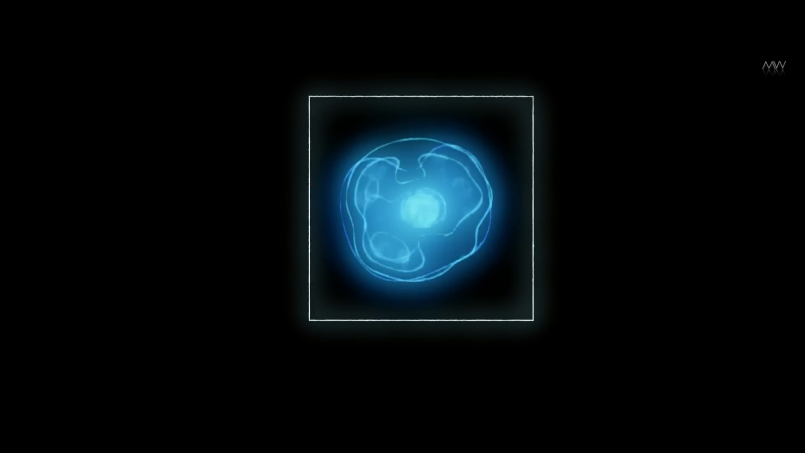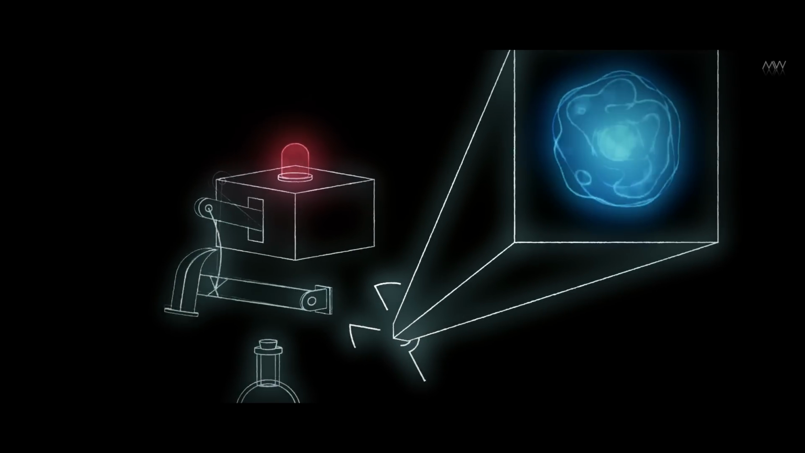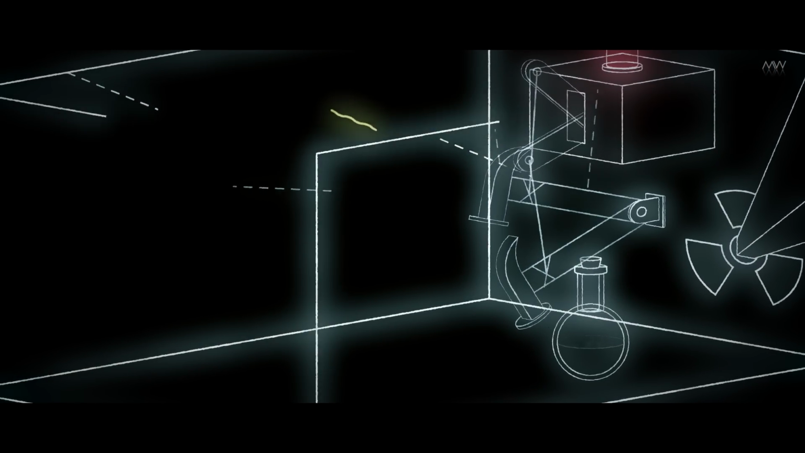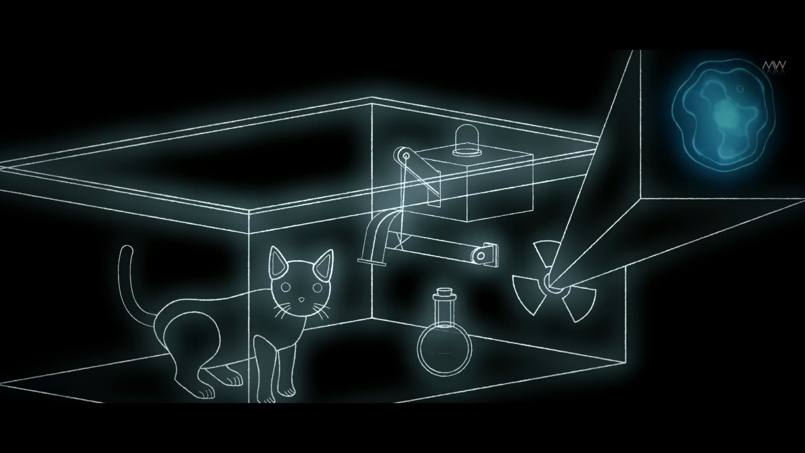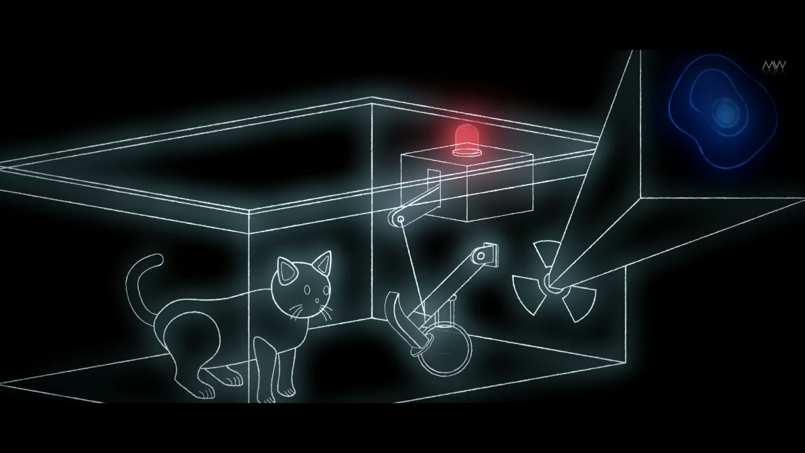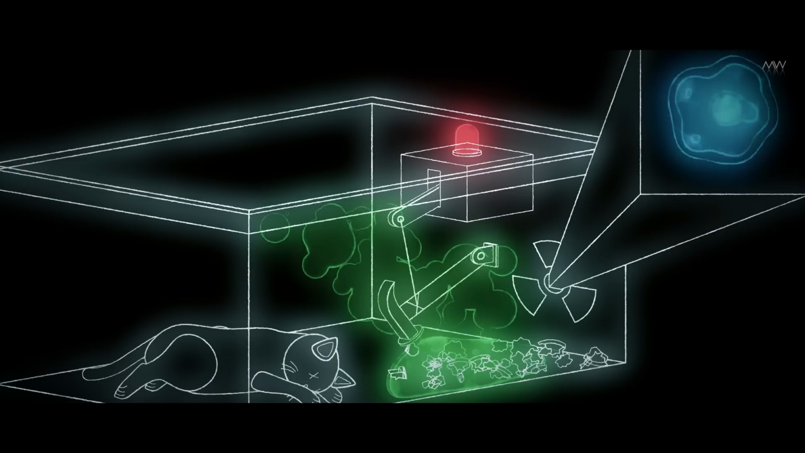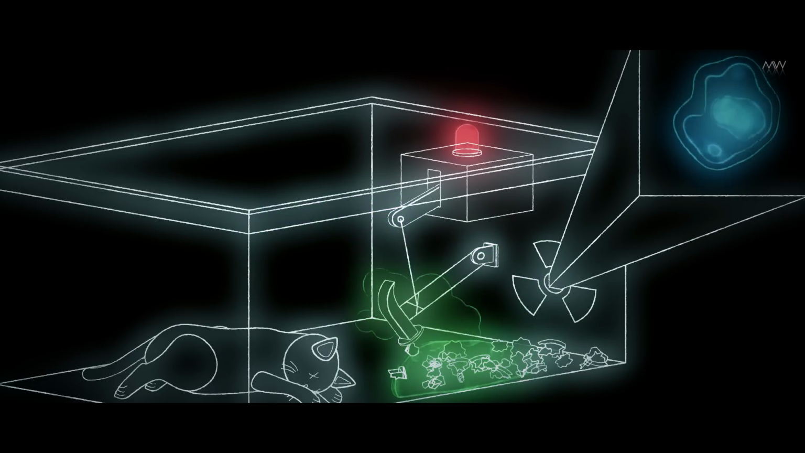Now, picture a particle passing through two slits, with a sensor behind one. If the particle passes through that slit, the sensor triggers. Let's introduce a cat in a box into this scenario. If the sensor triggers, the cat dies. If not, it survives. This is Schrödinger's famous cat paradox.